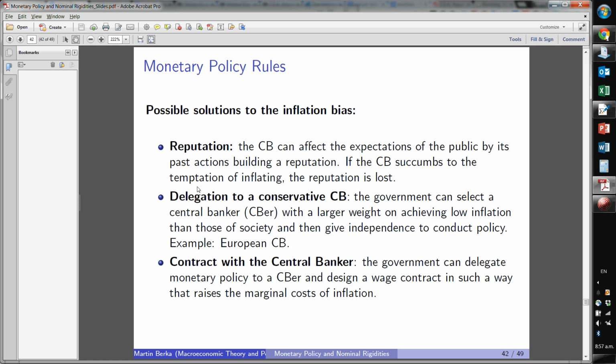So the way that you can solve this inflationary bias of monetary policy is, first of all, the most basic one, a sort of self-managing solution: reputation. If the central bank wants to be reputable, it can't just say that it wants inflation at 2% and then do surprise stimulus. That would just mean nobody believes anything that the central bank says.